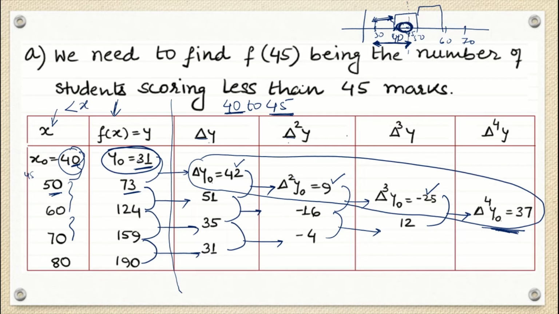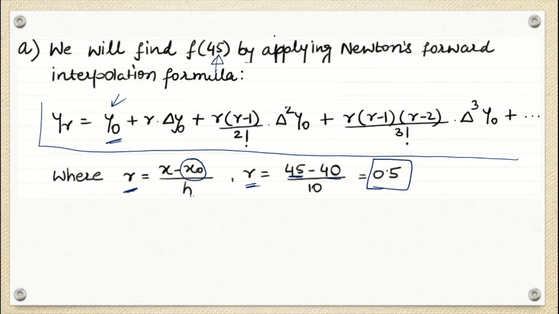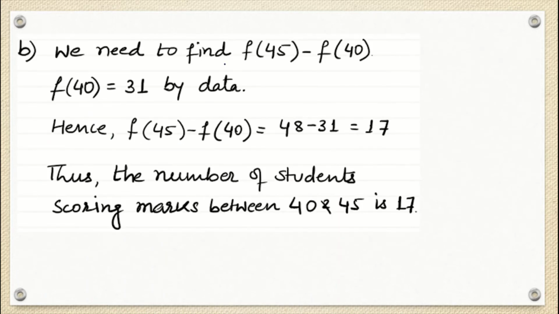So the same thing we are doing here also. We are writing down here that we need to find F45 minus F40. So F40 is 31 by data, the very first column, and F45 we have got, correct? F45 was 47.8 something, so we have made it 48. So we write 48 minus 31, that means 17. So the number of students scoring marks between 40 and 45 is 17. This way we solve the questions which are given in some intervals or ranges.